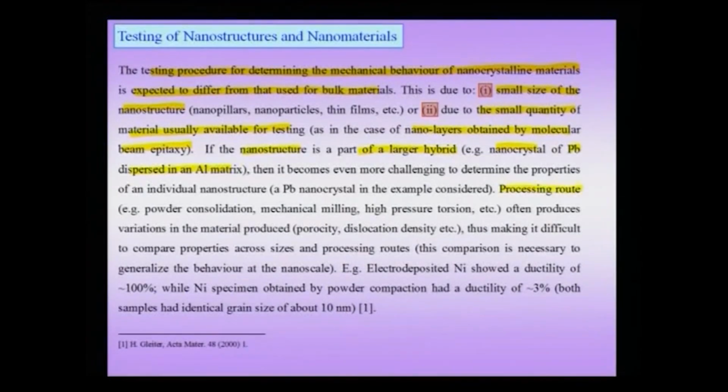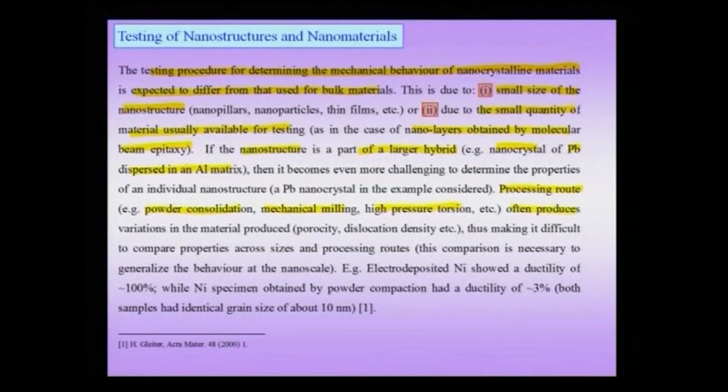The processing route can play a very important role in determining the properties. For instance, I may have materials obtained by powder consolidation, mechanical milling, high pressure torsion, etc. For each of these processes, the kind of defects introduced into the material, the amount of material produced, and the shape of the particles produced are going to be different, and this often produces variations in the properties of the materials.